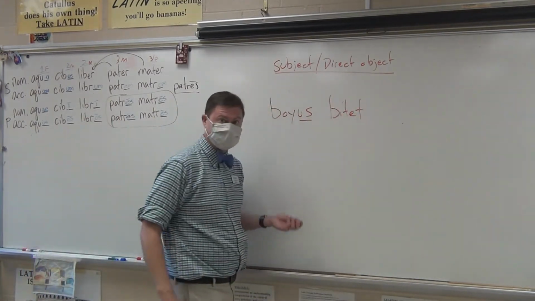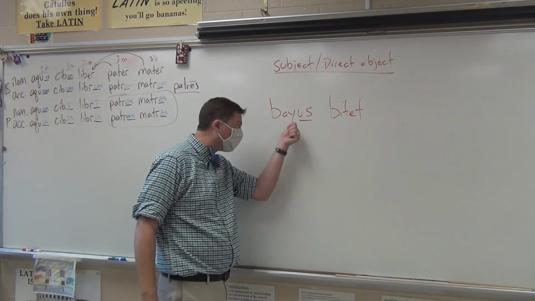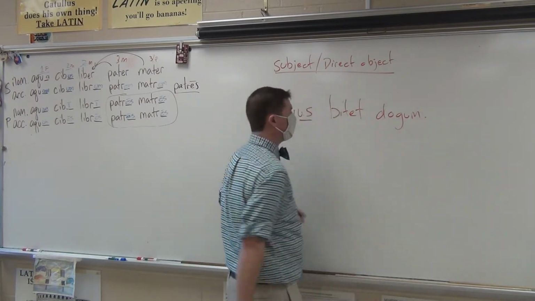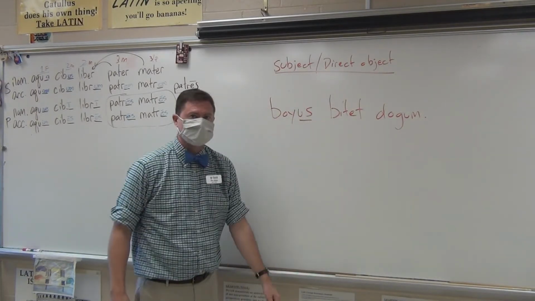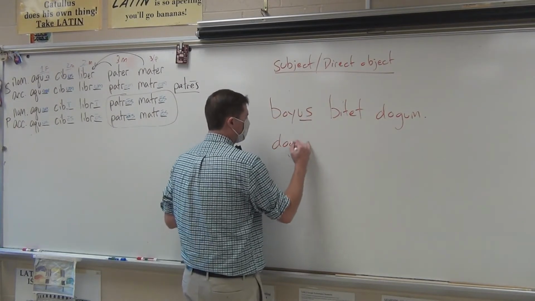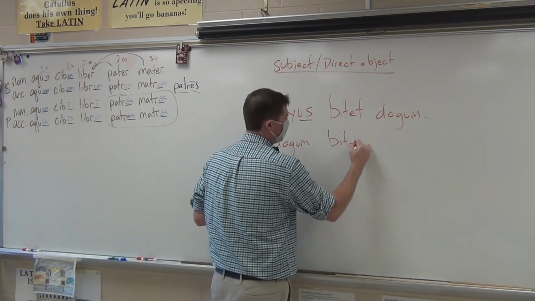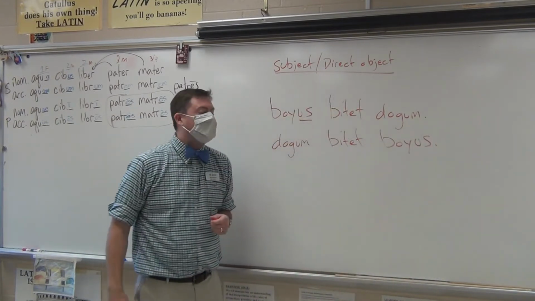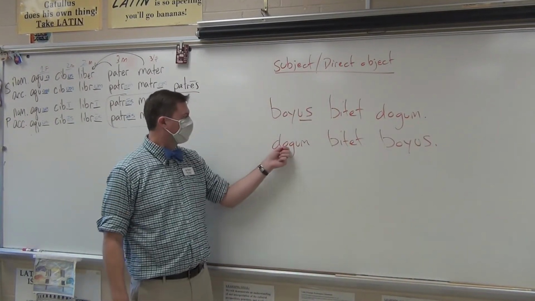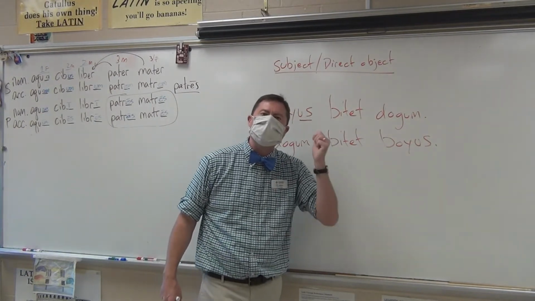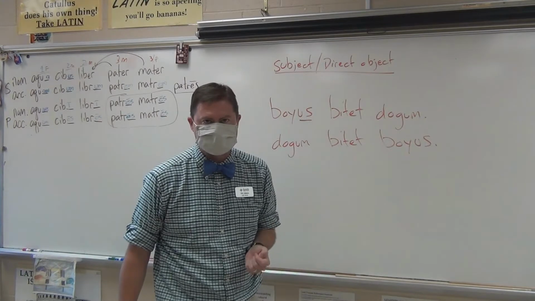Bitet, bites, the T ending, he, she, or it, the boy. And then it would be dogum, the boy bites the dog. But if I were to switch it around and make it dogum beatet boyus, it does not now say the dog bites the boy, because word order in Latin means nothing.